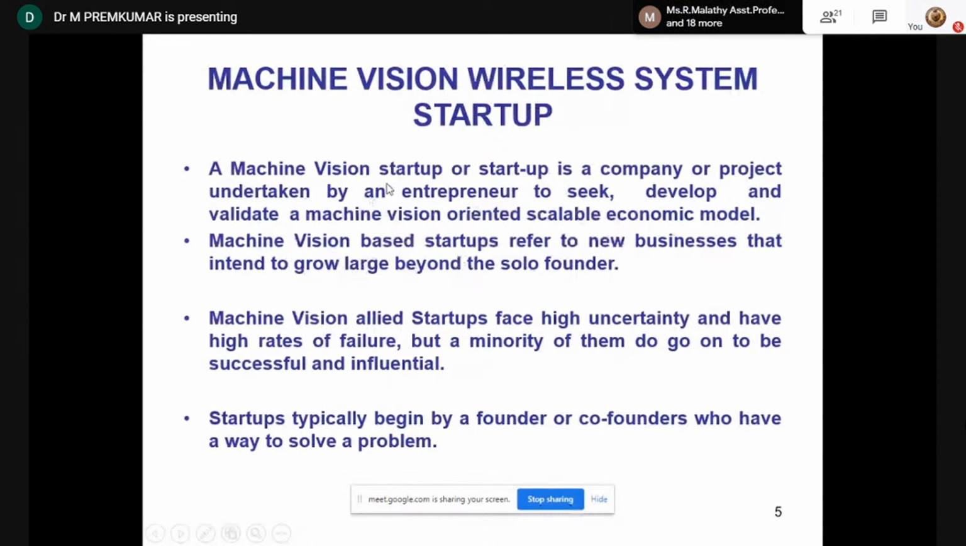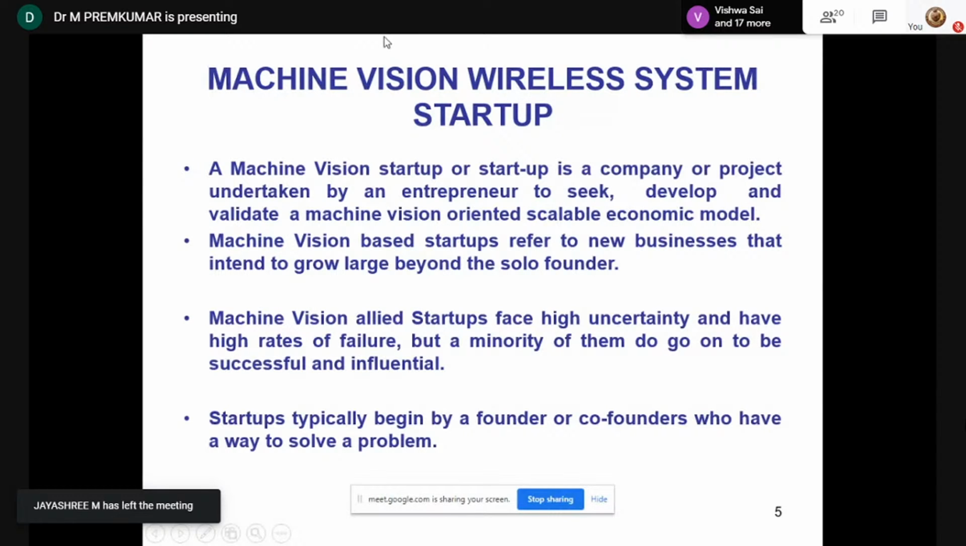It has to be a scalable economic model, and initially a startup is always considered to be a temporary one. The machine vision wireless system model is a concatenation of two different branches. One is machine vision, where you can provide a solution straight away using image processing and its allied areas. If you combine machine vision and wireless systems, you can provide back-end solutions through the startup under the name of machine vision wireless system startup. That is what I intend to tell.